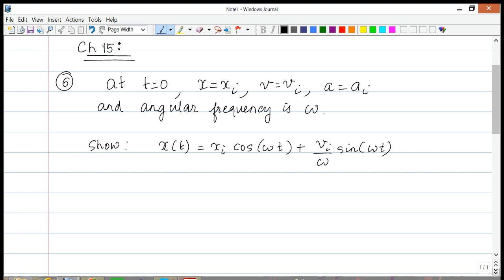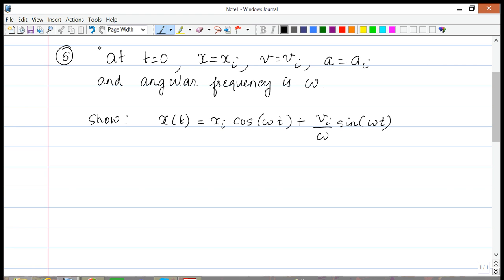Okay, so in this video, we're going to start looking at some of the questions that you guys had trouble with in the class, and we're going to begin with chapter 15, problem number 6. So what it says is that at t equal to 0, the position of the object is xi, the velocity is vi, and the acceleration is ai. So all this has been given.